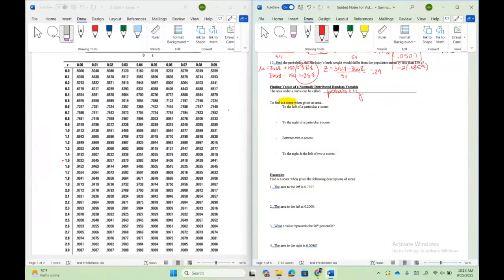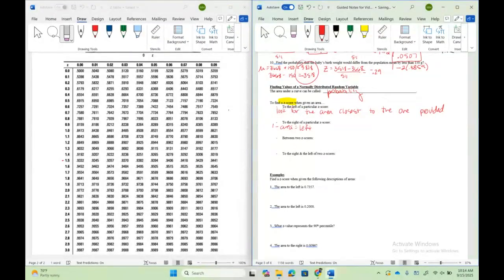to use the table and we're going to look for the area closest to the one provided. All right. If we're given an area to the right of a particular z-score, we'll have to subtract from 1 to get that area to the left, and then we'll look for the closest one.